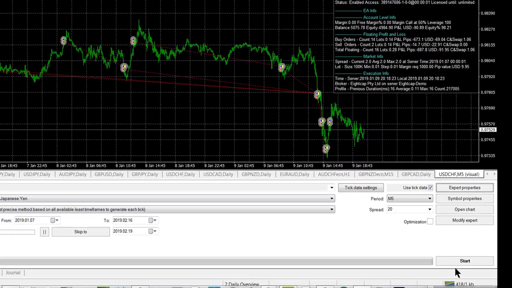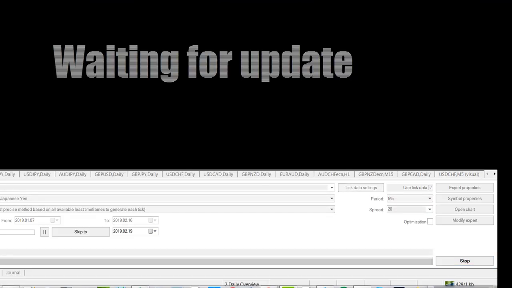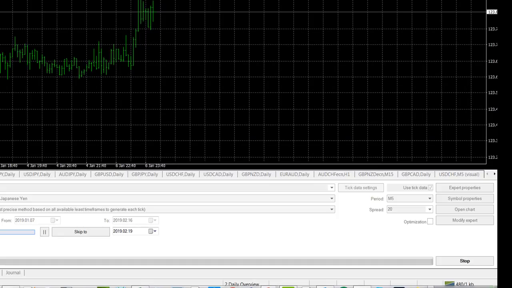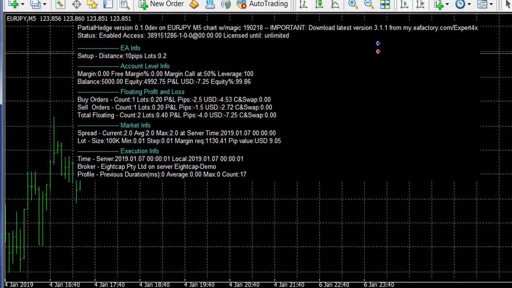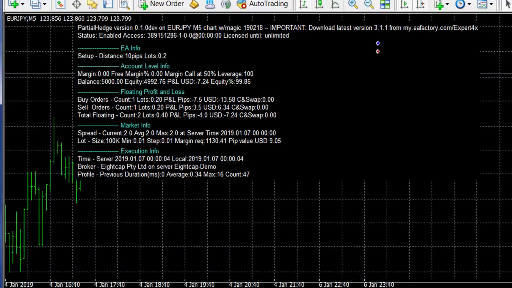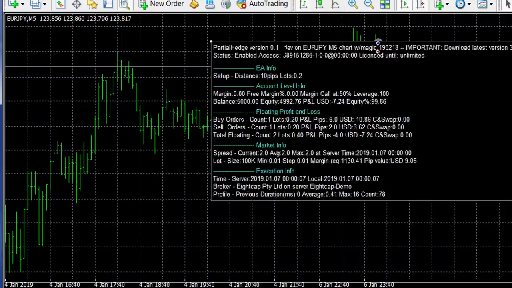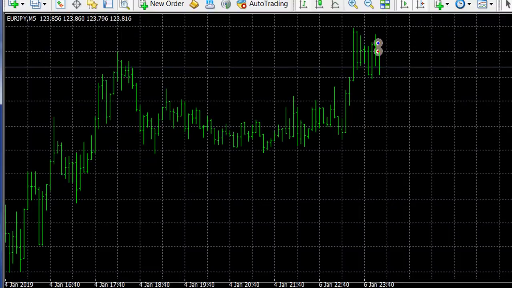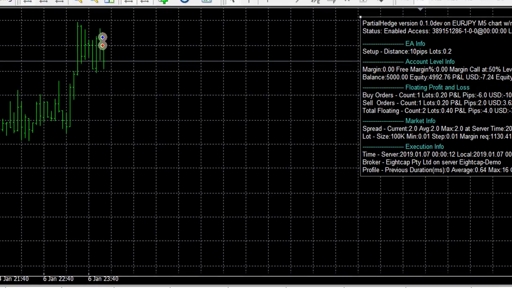So all we do now is we start it, and again it will go away and get ready for the testing. I'm going to move the visual mode up a little bit. Before I do that, it starts with a buy and a sell. There's the buy and the sell. Again, they're not at the same level because of the spread. And let's see what happens as I accelerate the trading. I'm also going to move this just to that side so that we can view what's going on. So let's move it on to the next transaction level.